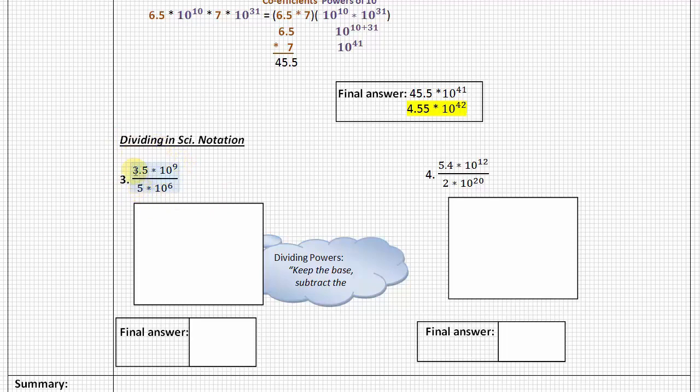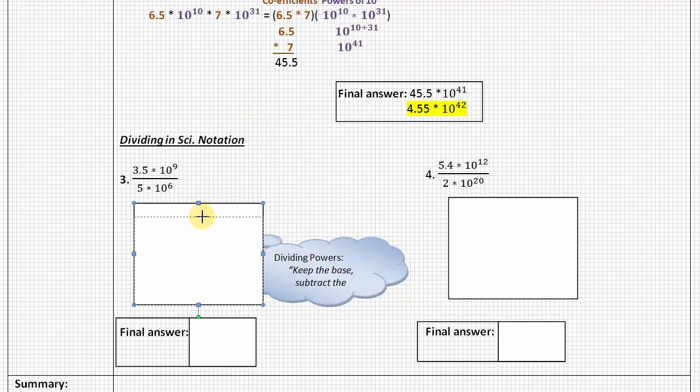So we have our 3 and 5/10 times 10 to the 9th, and 5 times 10 to the 6th. And we are dividing those. We're using the fraction form of dividing. They could have easily used the division symbol, and we'd follow the same steps.